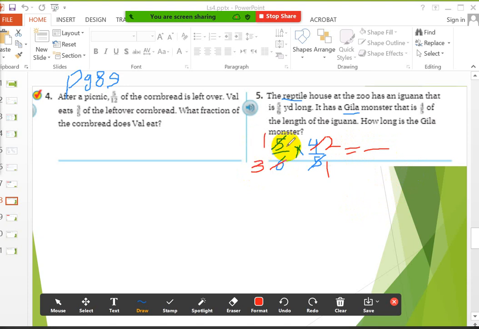1 multiplied by 2 in the numerator. Farah, are you with me? No? Let's see, maybe Lena. No, I will solve this very easily. So 1 multiplied by 2 will be 2. And 3 multiplied by 1 will be 3. So the final answer is 2 over 3 what? Yard, okay? This is the length.